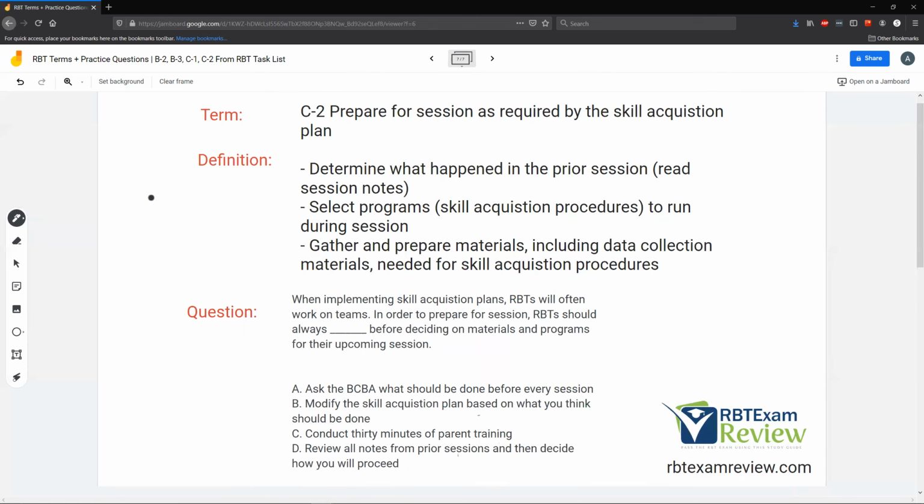You need to know what skills you're teaching. You need to determine what happened in the prior session, read the session notes, always know what happened before you get to session, okay? Typically, you're going to be working on a team, and you need to know if the client mastered anything, if anything new was open, are there new behaviors, are there any new measurement systems, okay? All that's very important. So before every session, read the session notes from the past session.